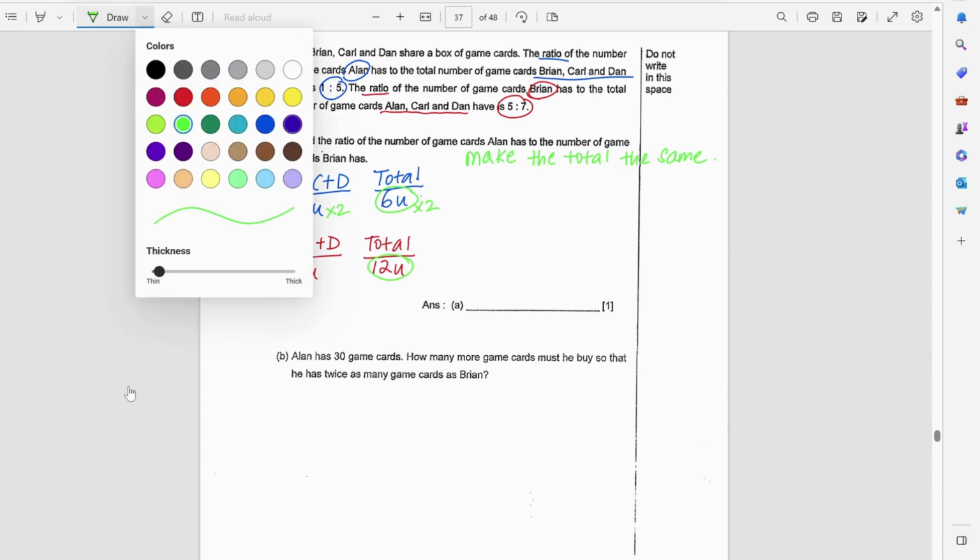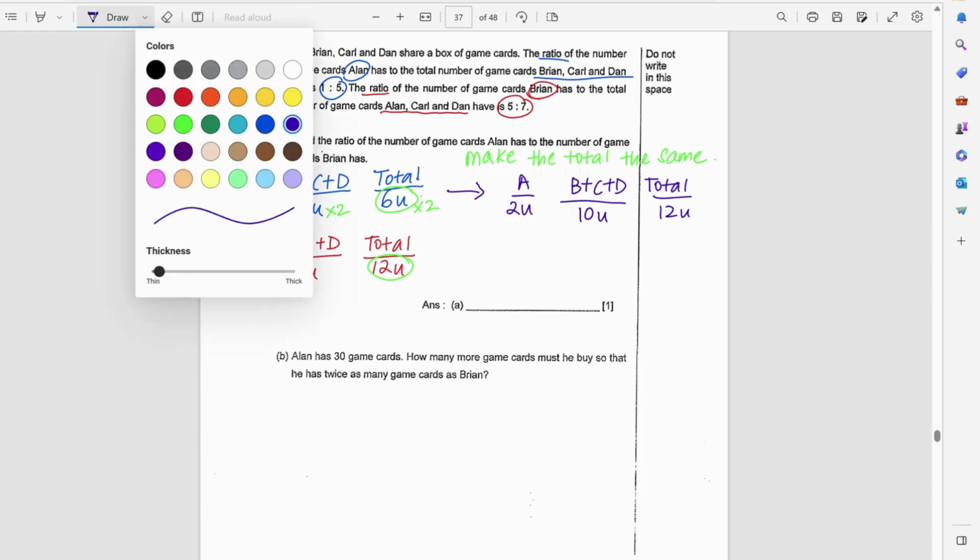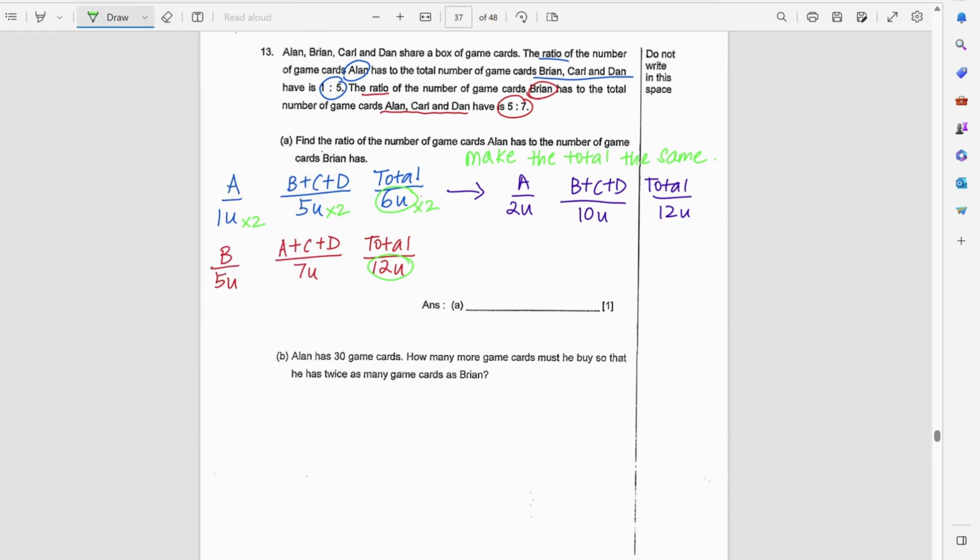And having done this, my new equivalent ratio now would be Alan 2 units, B plus C plus D give me 10 units, which will bring me to a total of 12 units. Now, if you see what I have done over here, I have already made the total the same. And for part A, we have to find the ratio of the number of game cards Alan has to the number of game cards Brian has.